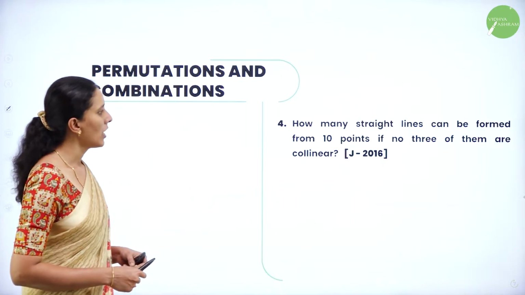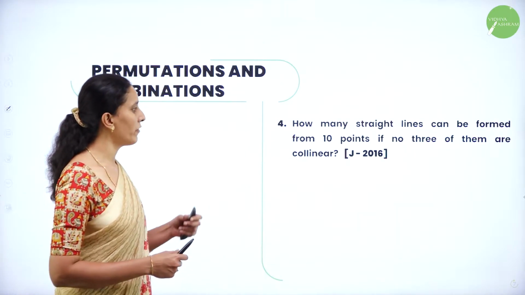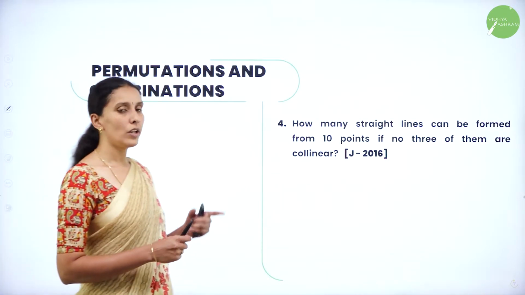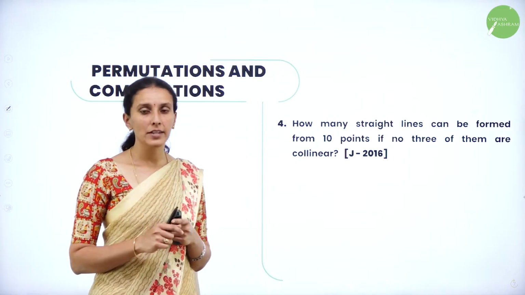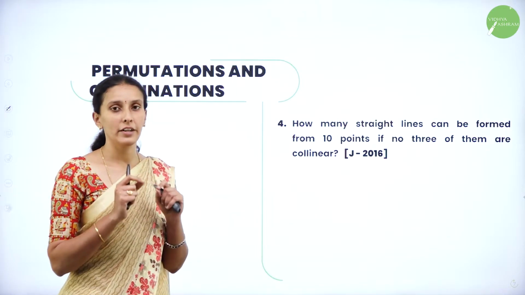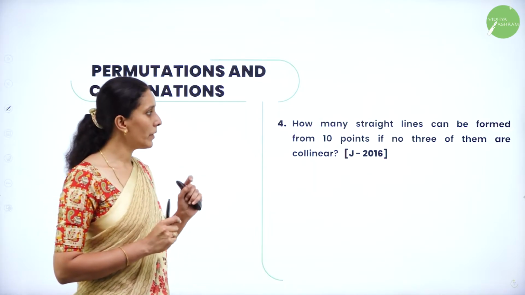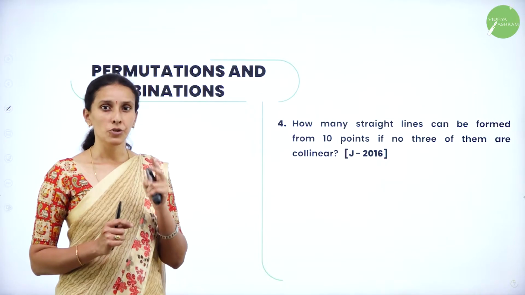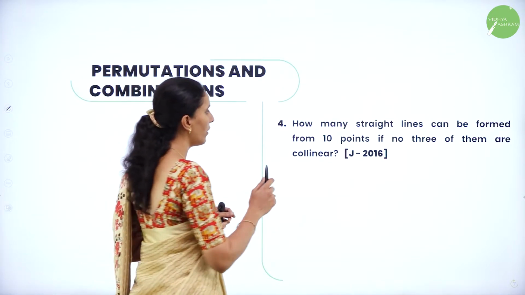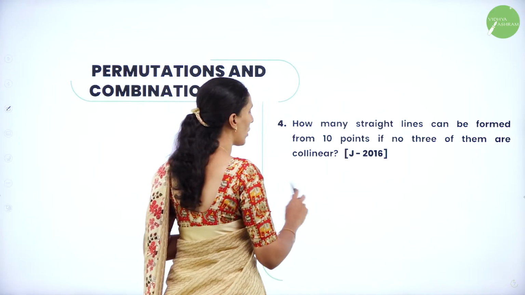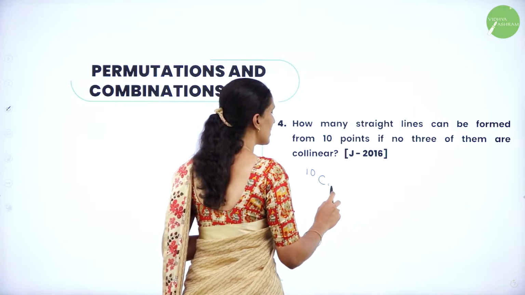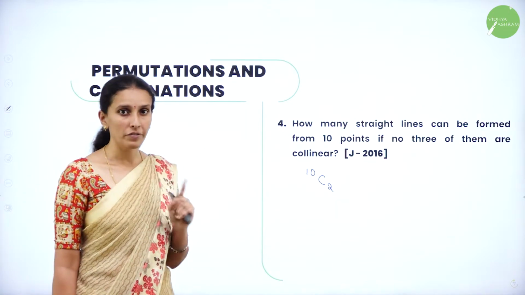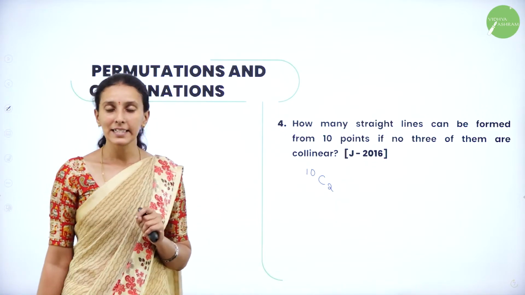So next question, how many straight lines can be formed from 10 points if no 3 of them are collinear? So not collinear means they are not on the same straight line. So therefore we have 10 different points at 10 different positions. To draw a line you need 2 points, but here we have 10. So therefore we can select any 2 points to draw a line. So therefore it is 10C2. So the number of straight lines that you can draw is 10C2.